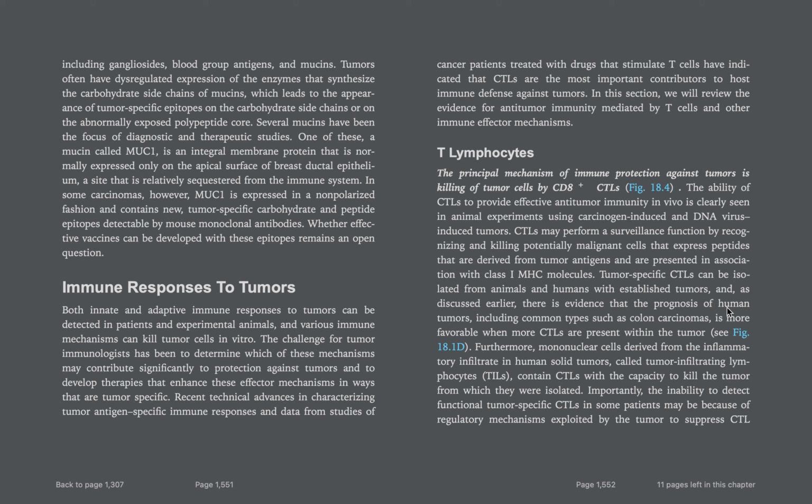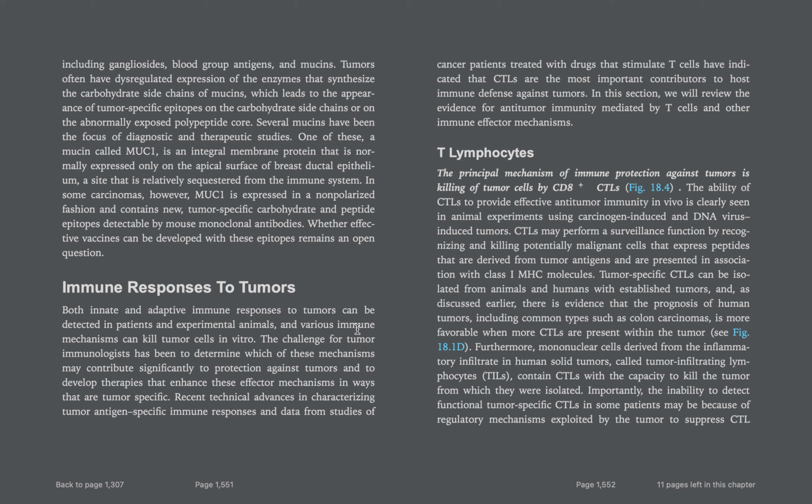Is an integral membrane protein that is normally expressed only on the apical surface of the breast ductal epithelium, a site that is relatively sequestered from the immune system. In some carcinomas, however, MUC1 is expressed in a non-polarized fashion and contains new tumor-specific carbohydrate and peptide epitopes detectable by monoclonal antibodies. Whether an effective vaccine can be developed with these epitopes remains an open question.